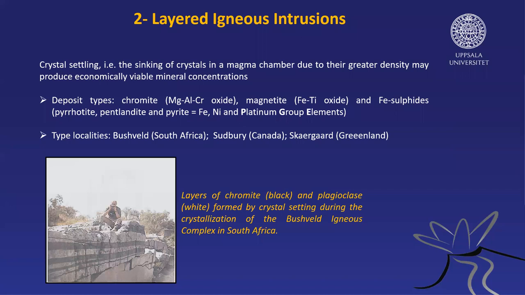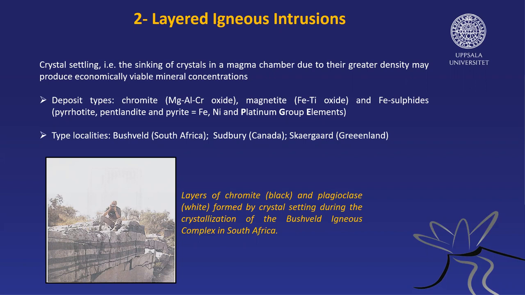Now we can switch to the next type of igneous deposit. And these are the layered igneous intrusions. As I said, they are formed by crystal settling, sinking of crystals at the bottom of the magma chamber, because the newly formed minerals are denser than the remaining liquid. That's a classic process in magmatic bodies.